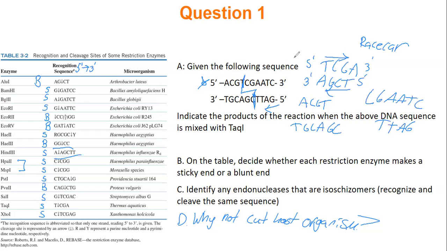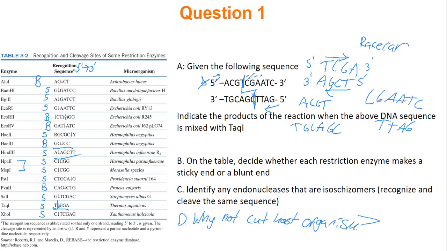Could I explain A one more time? Sure. So in A, what you're doing is first you want to find your enzyme, TaqI. TaqI recognizes the sequence TCGA. This arrow means I cut between the T and the C. So what you do with your DNA is you start at the 5' end, and you look for the sequence TCGA. So here it is, TCGA.